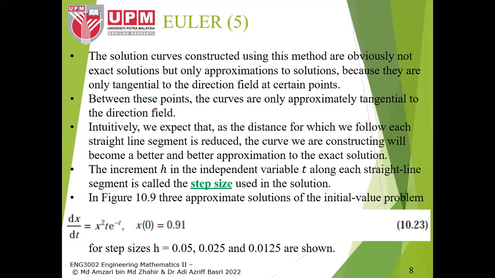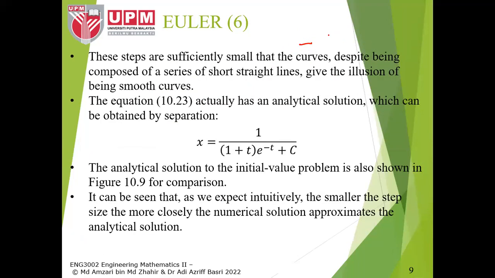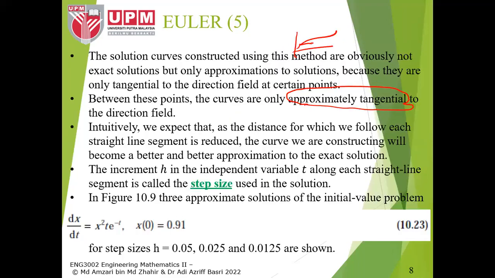So between these points, the curve is only approximate. It is called an approximation because it is calculated based on the tangent of that curve line. You can remember just now, there is a curve line here. So we take a tangent of this area. So this one is the tangent of this area.